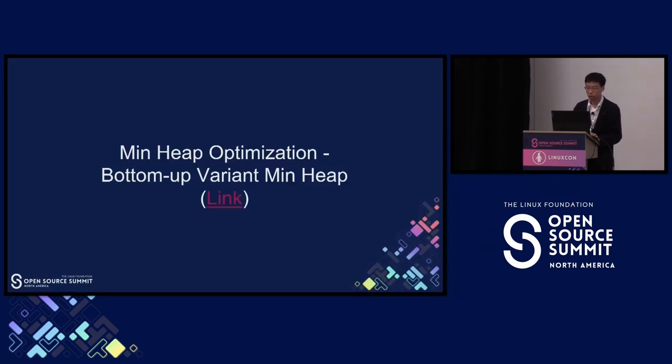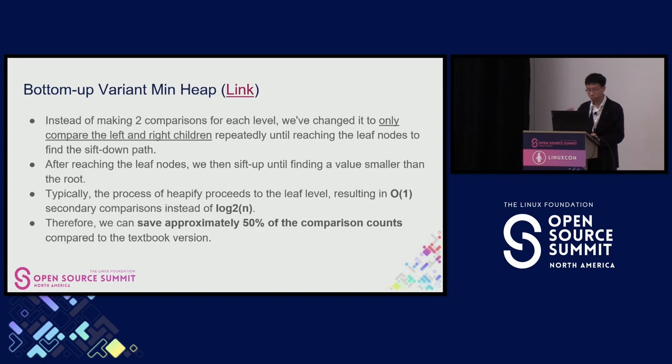Let's talk about the optimized version. We call it a bottom-up variant min heap because we do not do it top-down. We first find a sift-down path. Instead of making two comparisons for each level, we now only compare the left and right child in each level, so we could reduce it to only one comparison per level. We first find a sift-down path until we reach the leaves. Then we sift up.